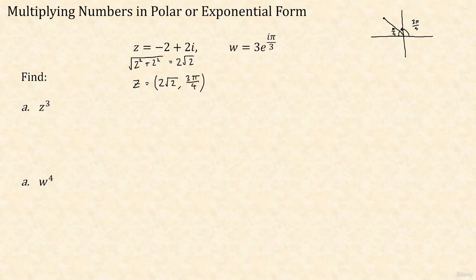So if I take z cubed, that's z times z times z. So what do we do? Well, we multiply up the modulus. So that's 2 root 2 times 2 root 2 times 2 root 2, and when you multiply that up, you get 16 root 2. And what about the argument? Well, we add the arguments, and in this case 3 times. So it's 3/4 pi plus 3/4 pi plus 3/4 pi, which is 9 pi over 4.